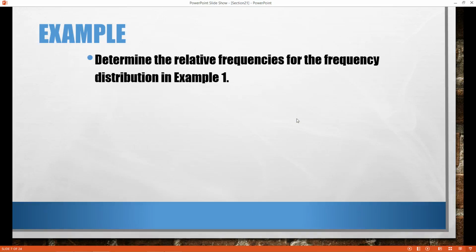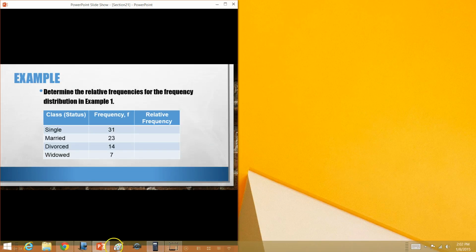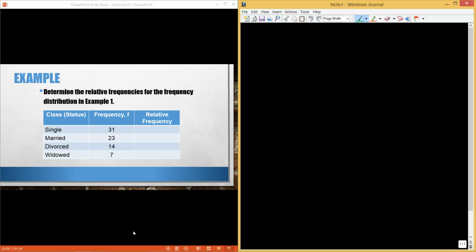So let's take a look at this example here. It says determine the relative frequencies for the frequency distribution in example 1. Now I went ahead and put in that 7, that missing frequency we had. And so let's start computing these relative frequencies here. For the first class, of the single people, we want to take the frequency of that class, that's 31, and divide that by the sample size, 75. Just to remind us, that's the class frequency divided by the sample size, in other words, the sum of the frequencies.